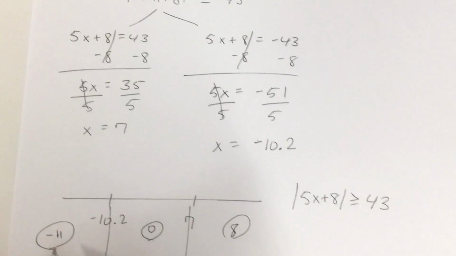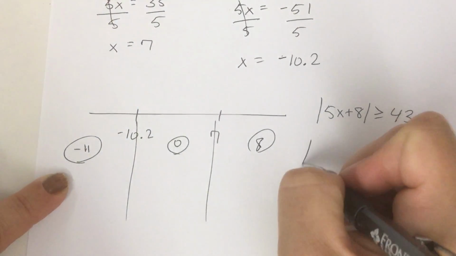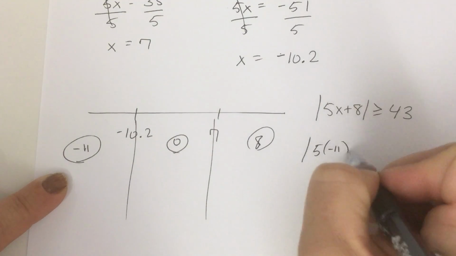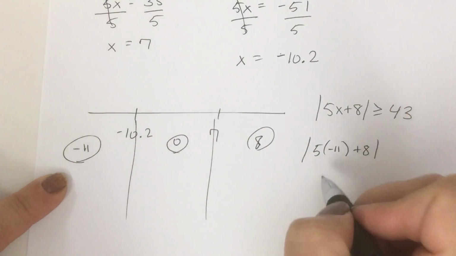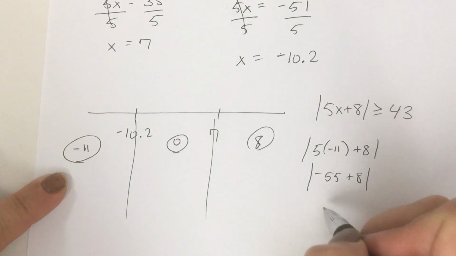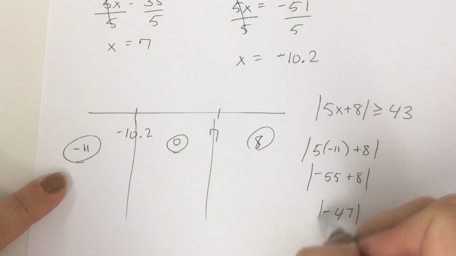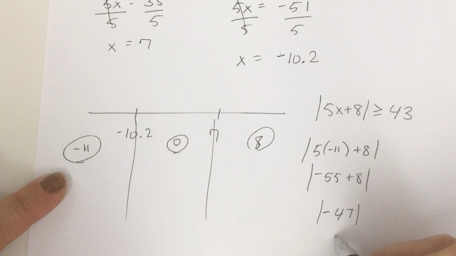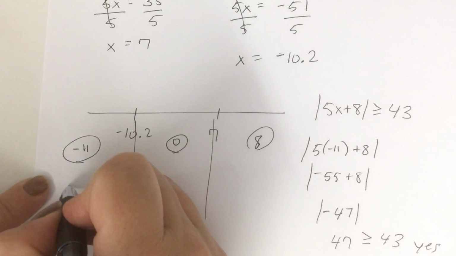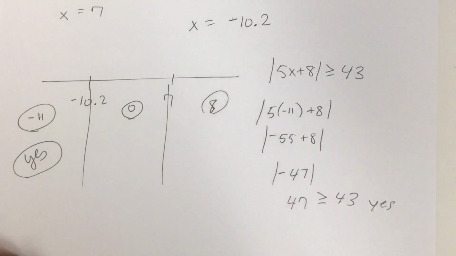So I'm going to plug negative 11 in first. Okay, so I'm checking this number. So I've got the absolute value of 5 times negative 11 plus 8. So that's negative 55 plus 8 inside the absolute value. And so that is negative 47, I believe. And then the absolute value of that is positive 47. And we want to know if that's greater than or equal to 43. And it is. This is true. So this section works.